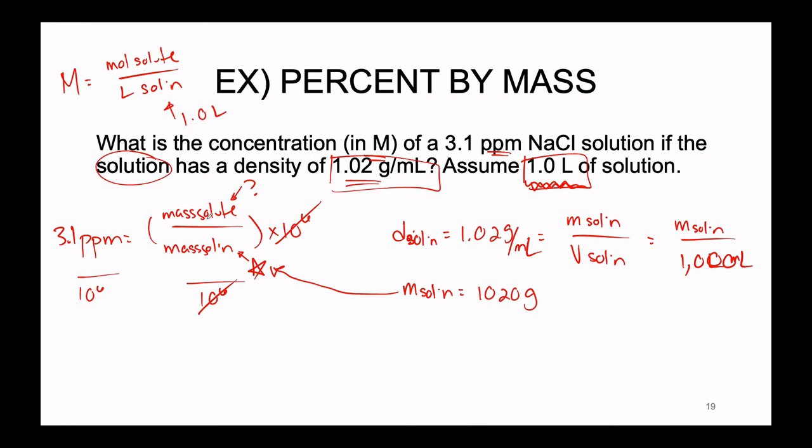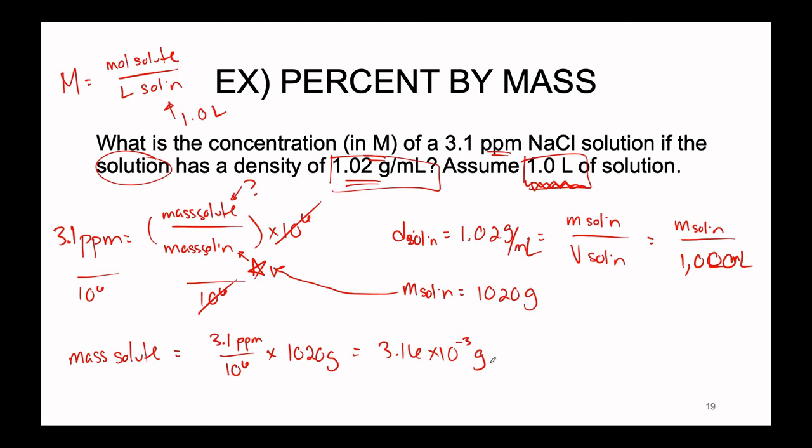In order to then, last but not least, rearrange and solve for the mass of the solute, where we're taking 3.1 parts per million, divide by that 1 million, we're going to have to multiply up the mass of the solution to the other side, which is 1,020 grams. And in taking this ratio, what we find is that the mass of the solute is equal to 3.16 times 10 to the negative 3 grams.